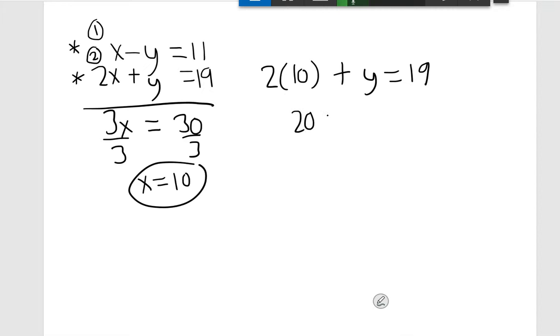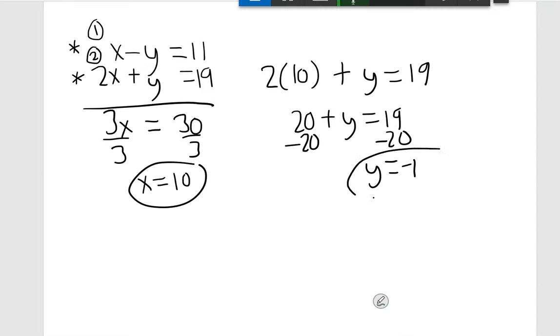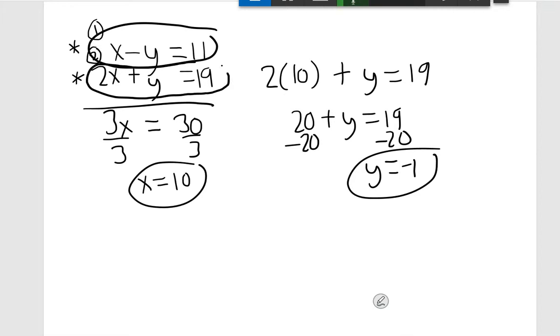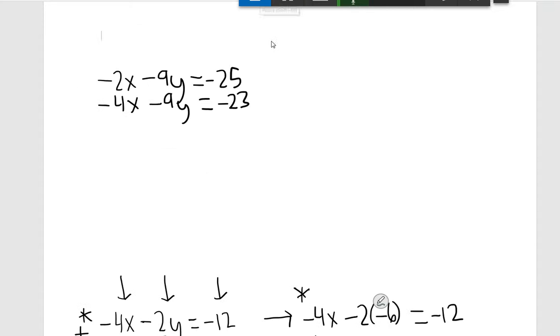2 times 10 is 20. 20 plus y equals 19. Then we would need to subtract 20 from both sides. So y equals negative 1. So the place where this line and this line cross each other, if we were to graph them on the same coordinate plane, they would cross at (10, negative 1). The solution for your system is always given as an ordered pair.